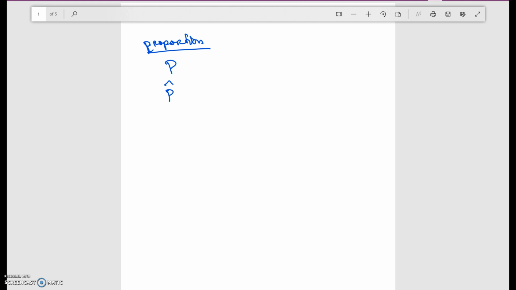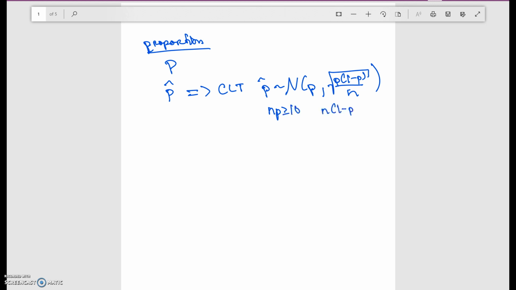Some of the things that we have done with the proportion is that we've tried to figure out what the distribution of P hat looks like, and the way that we've done it is with the central limit theorem. We said that P hat is normally distributed with a mean of P and a standard error of square root of P times 1 minus P over N. And remember that the required sample size, or it being large enough, depended on the number of successes and failures. So we needed NP to be greater than or equal to 10, and N times 1 minus P to be greater than or equal to 10.